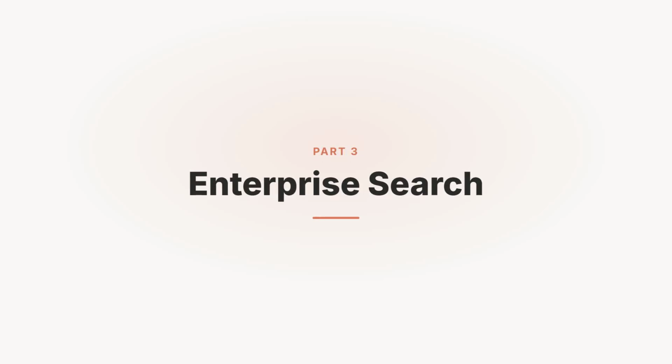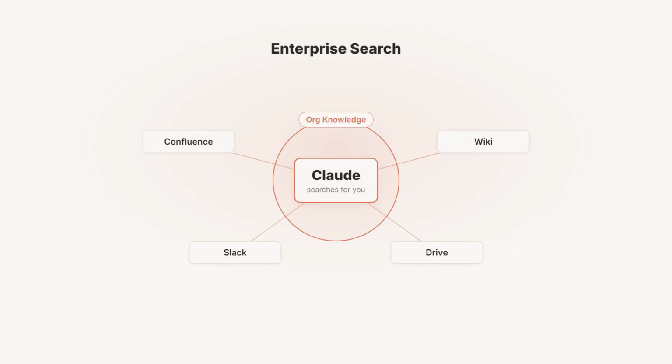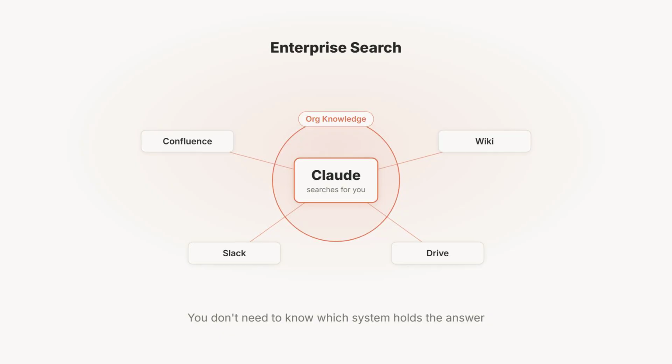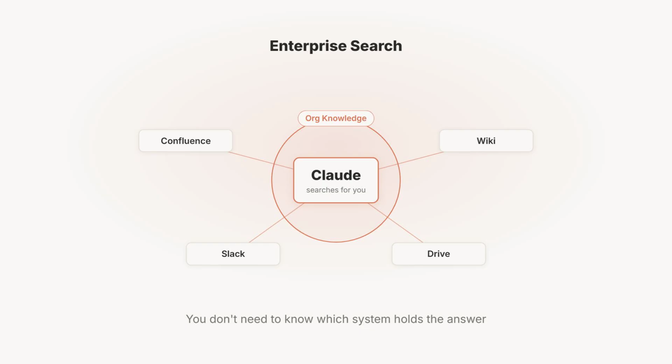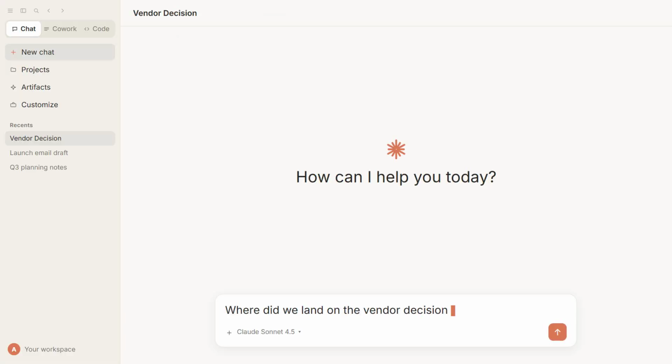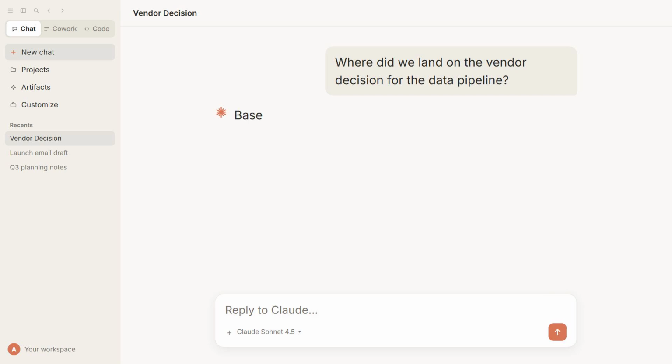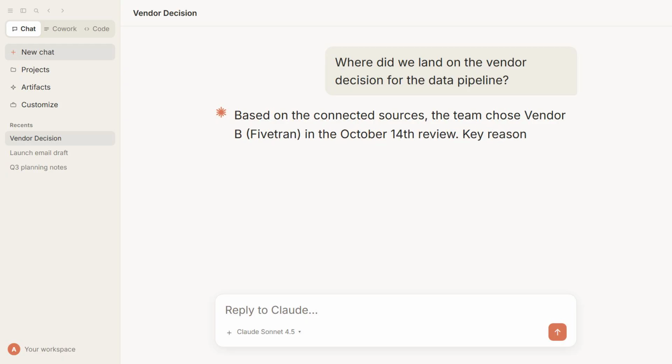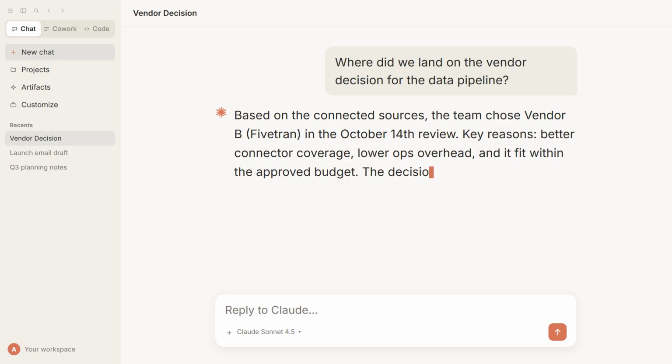Second bridge, enterprise search. If you use Claude through a company account, your organization can connect its internal knowledge, and then Claude can search across it. Instead of you knowing which system holds the answer, you ask Claude, and it looks across the connected sources for you. In practice, this feels like normal search, except the thing searching can also read, summarize, and reason over what it finds. "Where did we land on the vendor decision?" stops being a hunt through 4 tools and becomes 1 question. This one depends on your organization having set it up. So if you're on a personal account, that's what the option is for when you see it.